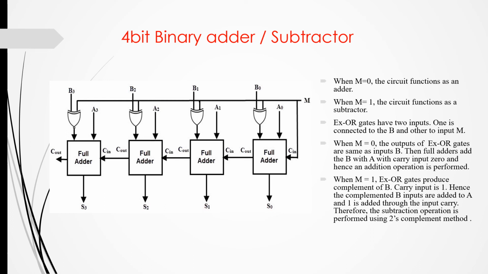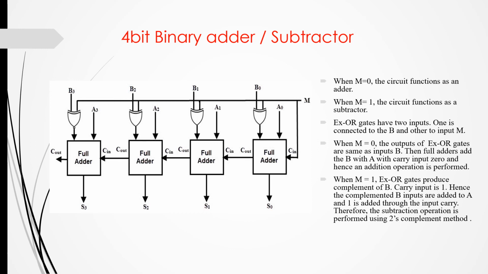XOR gates have two inputs. One is connected to B and the other to input M. When M is equal to 0, the outputs of XOR gates are same as inputs B. Then full adders add B with A with carry input 0 and hence an addition operation is performed.